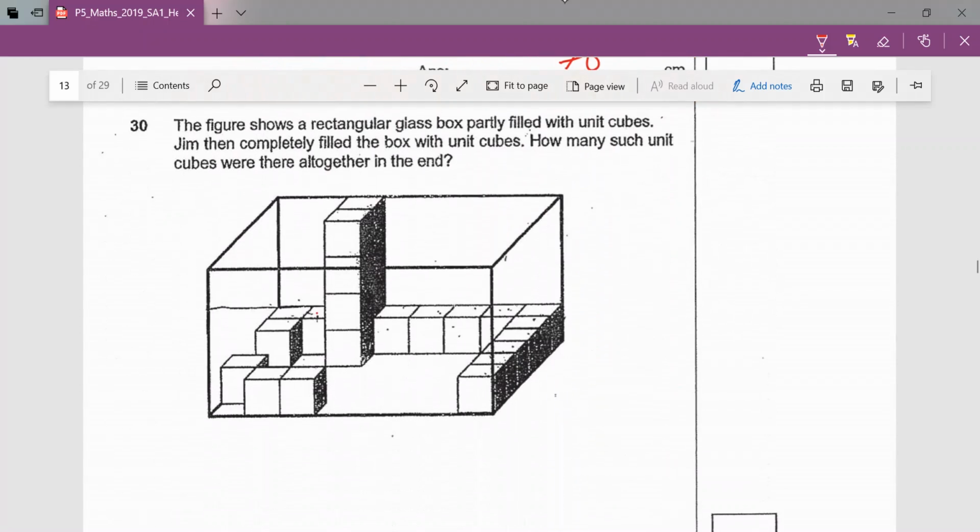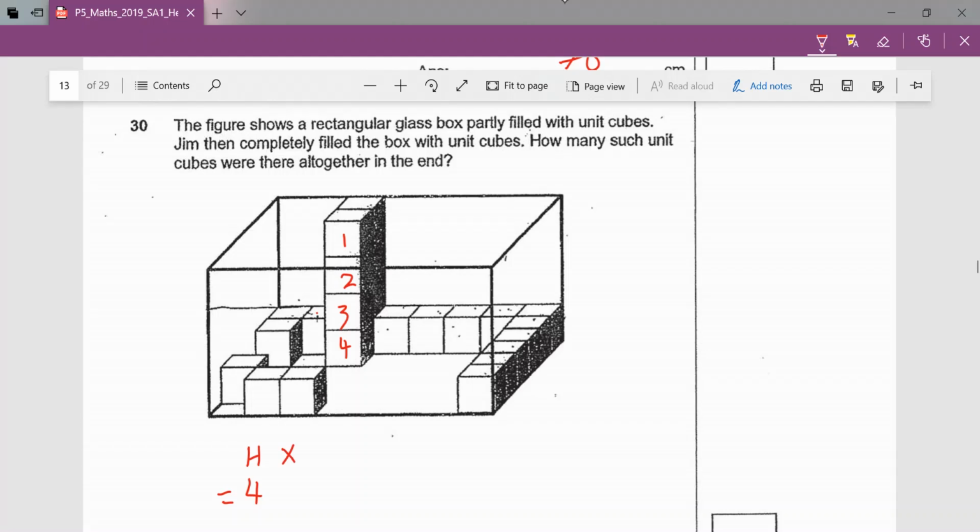The figure shows a rectangular glass box partly filled with unit cubes. He then completely filled the box with unit cubes. How many such unit cubes were there altogether in the end? As you can count, the height is 1, 2, 3, 4. The height equals 4. Over here, we are basically going to calculate the volume.